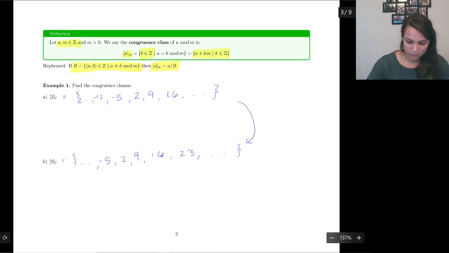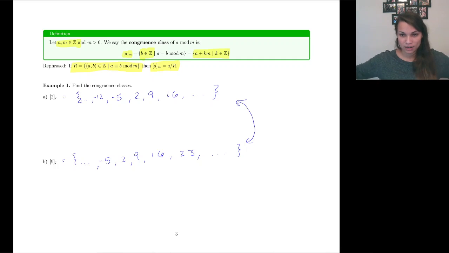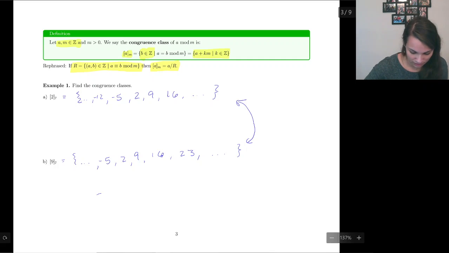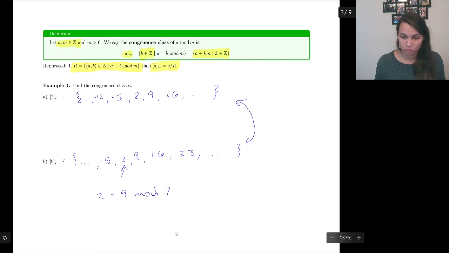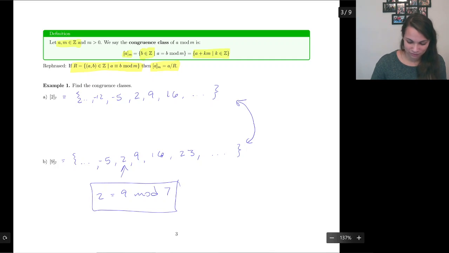You should be able to see that these sets, if you keep writing out more elements, are going to be the exact same thing. That is not a coincidence. That stems from the fact that 2 is equal to 9 mod 7. We know this because that's the definition of 2 being in the congruence class of 9: it has to fulfill that, right? There it is.